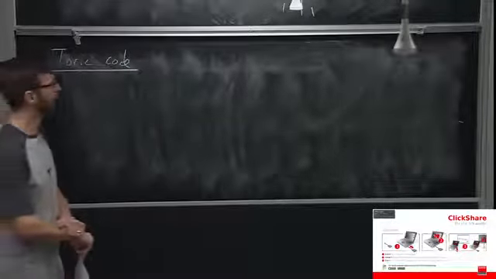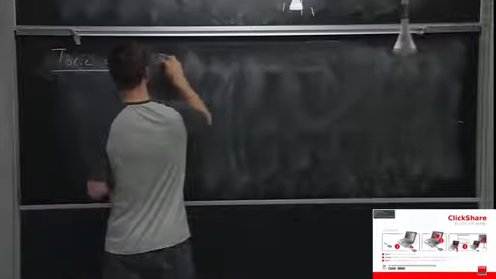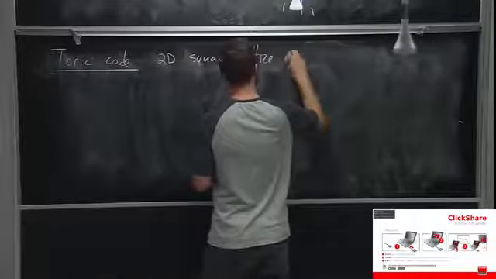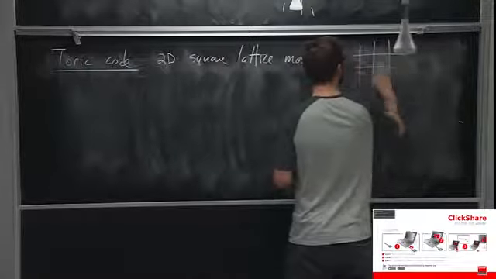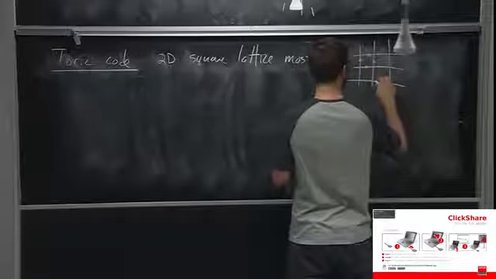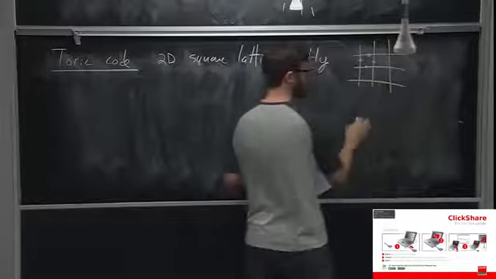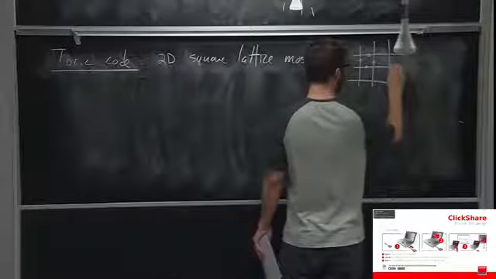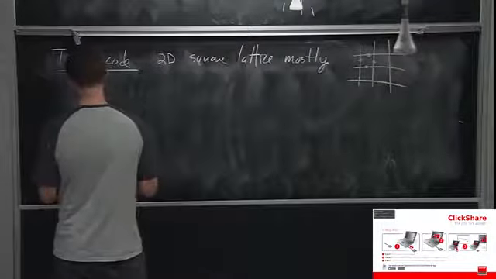Okay, the toric code. I'm just going to look at the square lattice, mostly. So I still have degrees of freedom on the bonds. I have an object which is the plaquette, which defines sigma z, sigma z, sigma z, sigma z. But I'm also going to use the zero-dimensional vertex to define a product of operators in the Hamiltonian.